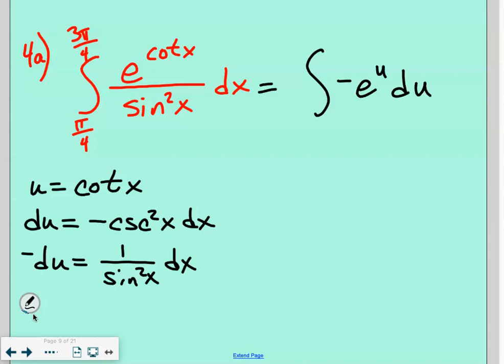Pretty nice integrand. So now we've got to change our limits. Cotangent of pi fourths, well, that's just the reciprocal of the tangent of pi fourths. Anyone know the tangent of pi fourths? It's 1. So its reciprocal is just 1. All right. Cotangent of 3 pi fourths, well, that's the reciprocal of tangent of 3 pi fourths. Anyone know the tangent of 3 pi fourths? Negative 1, second quadrant. Tangent is negative, so cotangent is also negative.